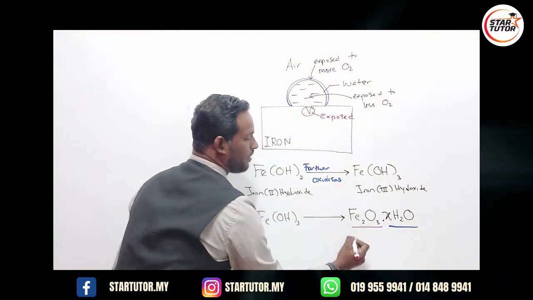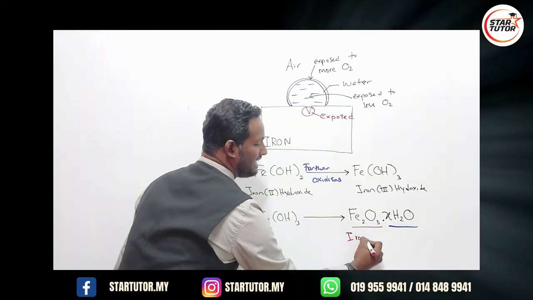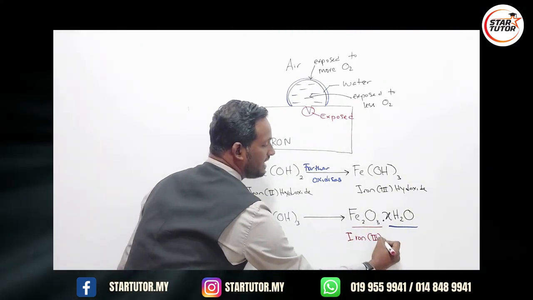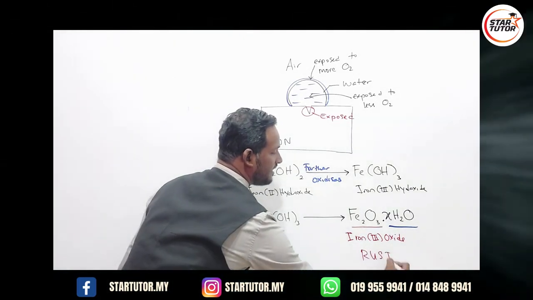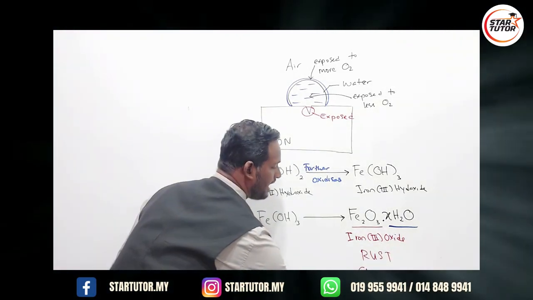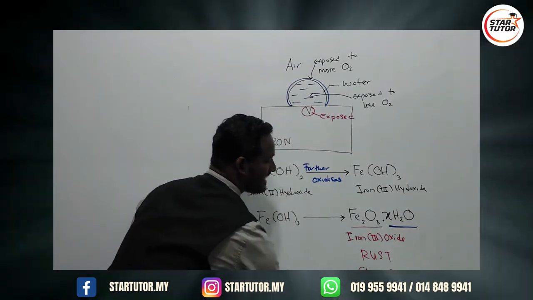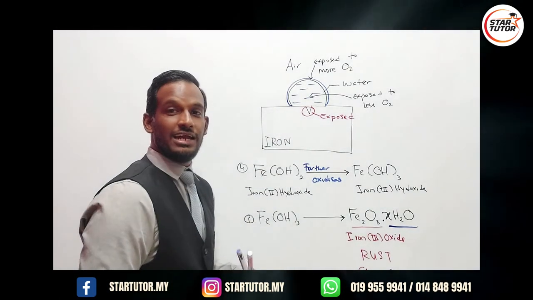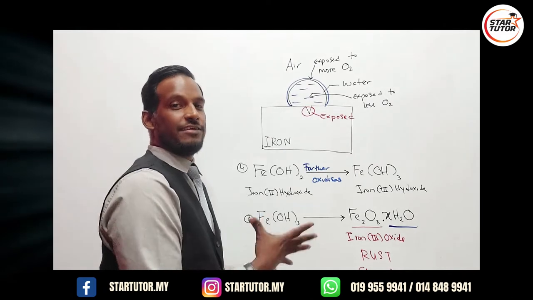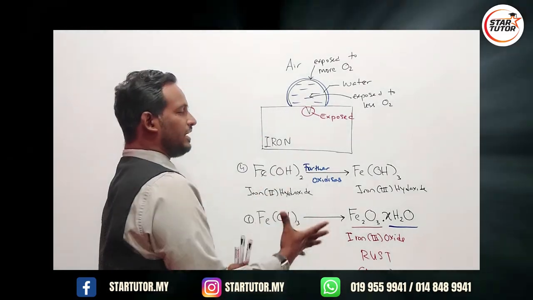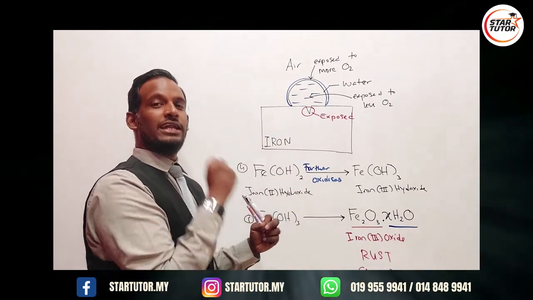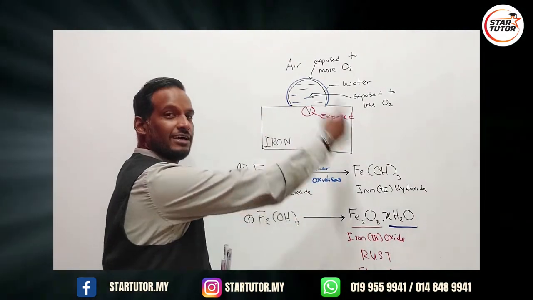This is what we call, what is this? This is iron 3 oxide. This is your rust. Karat, warna dia brown color. And then dia kering, jangan lupa, warna dia brown color and then dia kering. Dried, dia dah jadi habuk. So proses di mana besi yang kuat boleh jadi habuk melalui proses pengaratan ini.